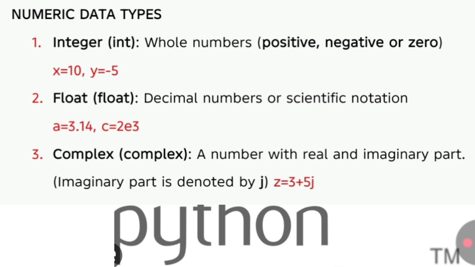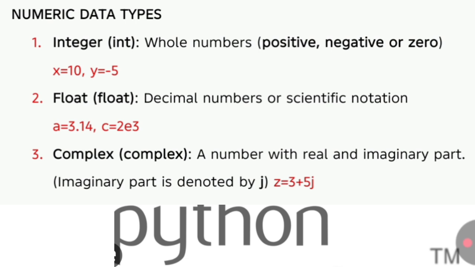Integer variables can hold positive, negative, or 0. For example, we have variable x, which is holding 10 as a value, and variable y, which is holding the value -5. So, integer variables in Python hold whole numbers, or numbers with no decimal points.